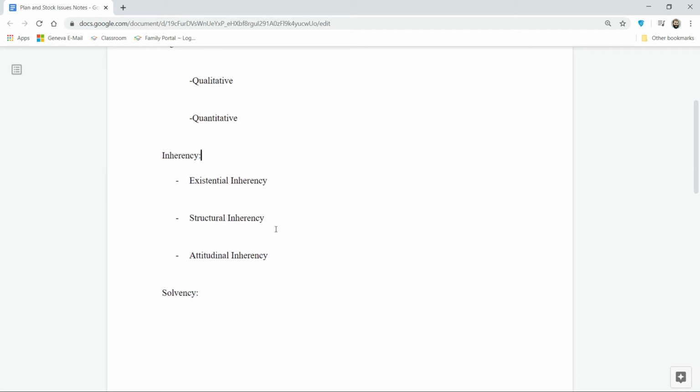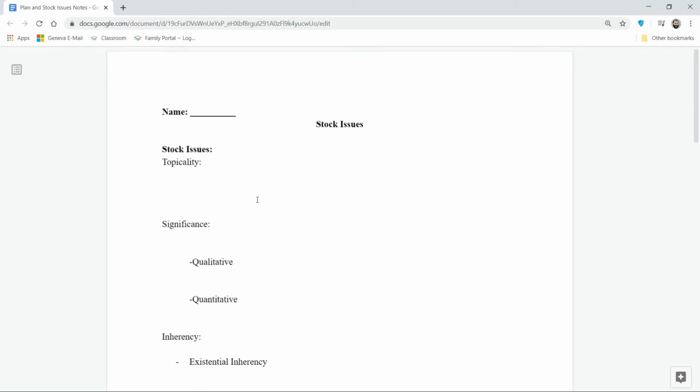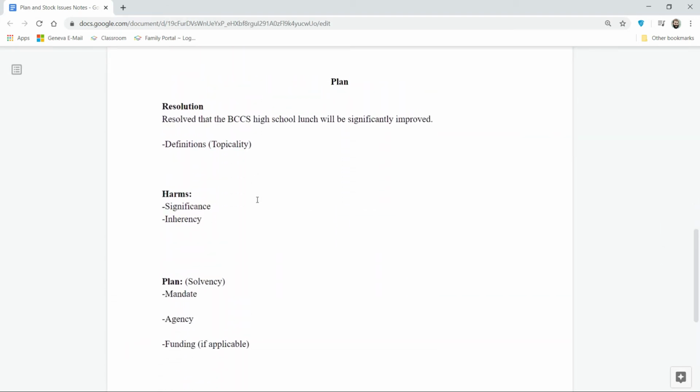Inherency. Is there a specific reason why not having the affirmative team's plan causes the problems that the affirmative team is claiming? And then finally, does their plan actually solve the problems? Does it really work? And can you prove that it would? All right. So with these four stock issues, let's see how they look in a plan. So this is the basic style for an affirmative team's plan. Now there's a couple of variations, but we're going to go with the basic one.